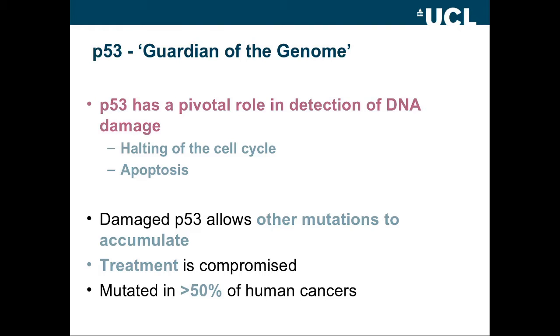Interestingly, treatment is also compromised because p53 triggers apoptosis when there is considerable DNA damage. Now, traditional ways of treating cancer, such as the cytotoxic chemotherapies and things like radiotherapy, essentially work by causing massive DNA damage, and then p53 is involved in triggering apoptosis and killing those cancer cells. So if your p53 is damaged, then this process is less effective.